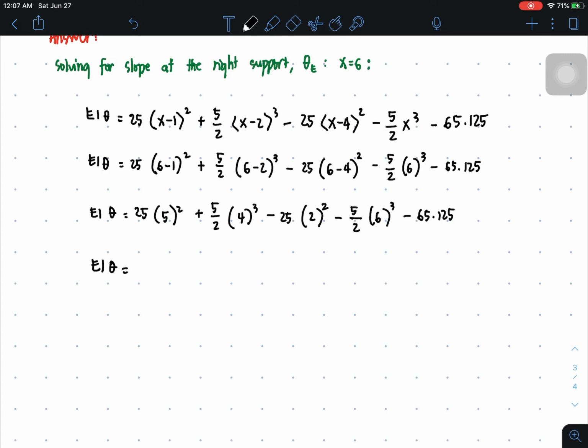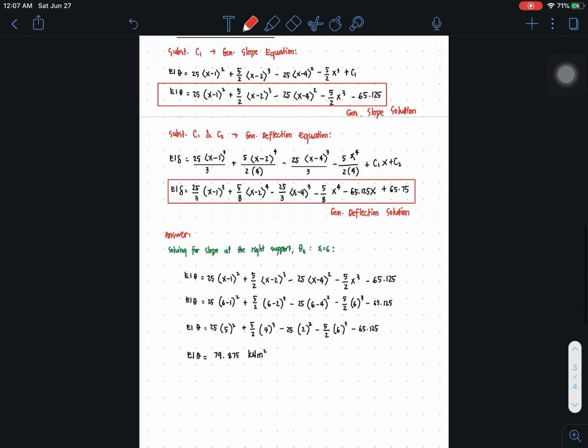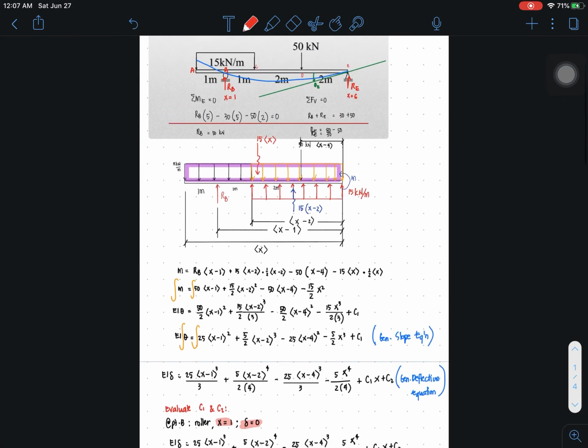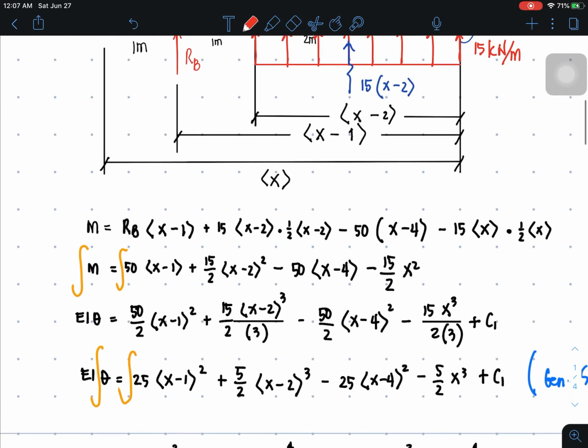You will have the slope equal to 79.875 kilonewtons square meter. The reason why it's kilonewtons square meter tungod sa force kanisha. Remember that this 25 is from 50 nga force. Dirita mag-start sa sinugdanan. Okay.